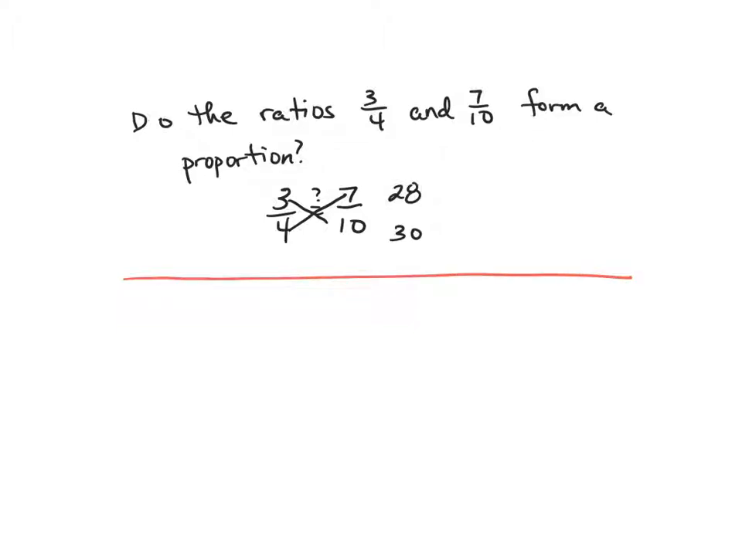Here's another one. How about if I have 3:1/2 as 30:5? Is that a proportion? I could go through once again and cross multiply. 3 times 5 gives me 15. 1/2 times 30 gives me 15. So yes, 3:1/2 as 30:5 is also a proportion.